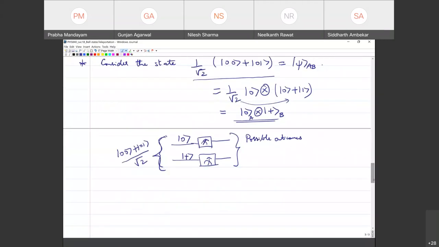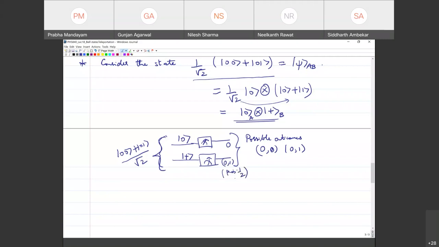It will be 0 on the first measurement, and in case of the second, it will be 0 or 1 with probability 1 by 2. Right, exactly. So the possible outcomes are 0, 0, and 0, 1, which means that for the first qubit you're always going to get the outcome 0. But that does not tell you anything about the outcome of the measurement on the second qubit, because the second qubit could be either 0 or 1, and in fact, both outcomes are equally likely.